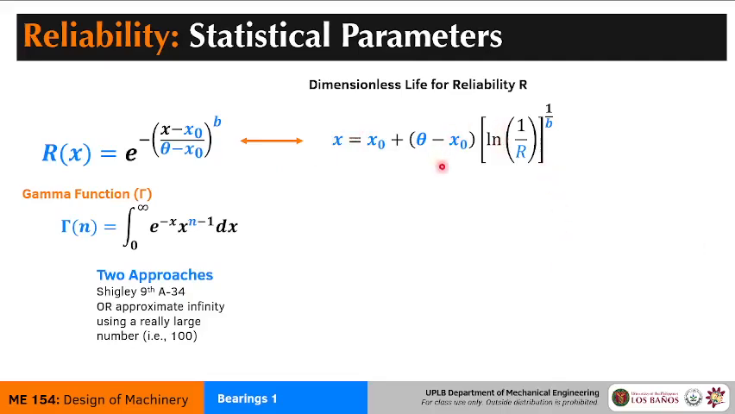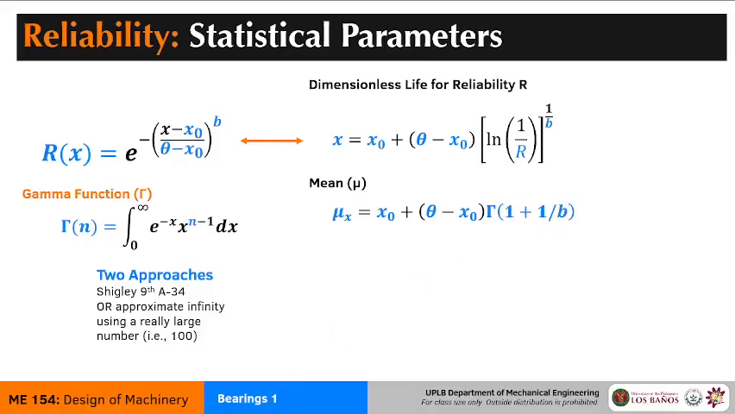So what is the mean of this entire function? Well, glad you asked. The mean of this function is defined as this. The mean here is mu. So mu of the dimensionless life is equal to the threshold plus your scale factor multiplied by the gamma function of 1 plus 1 over the shape factor. So, 1 plus 1 over the shape factor.